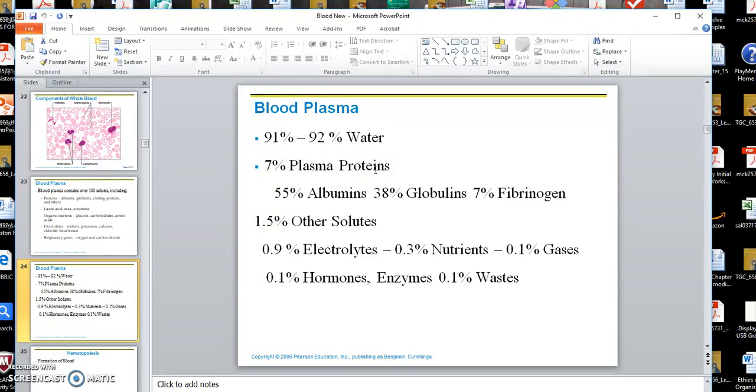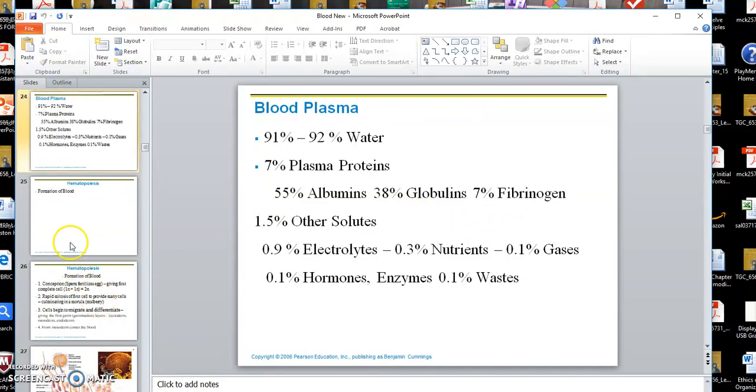The plasma proteins are your albumins and your globulins. You have 3 types of globulins: the alpha, the beta, and the gamma. Gamma globulins are also called your antibodies. And then you have something called fibrinogen, which you may have heard about in ENP1. That's associated with clotting. Then you have other solutes in the blood.